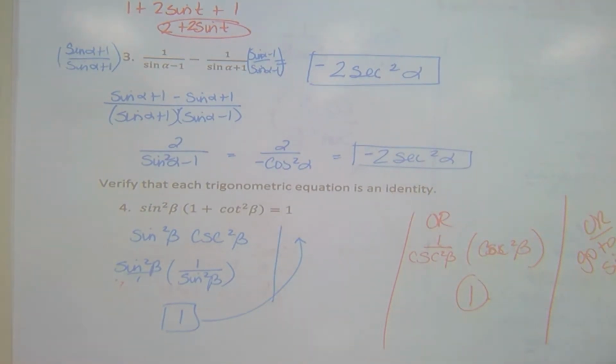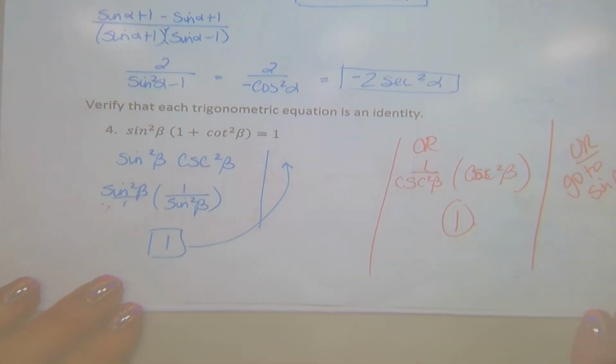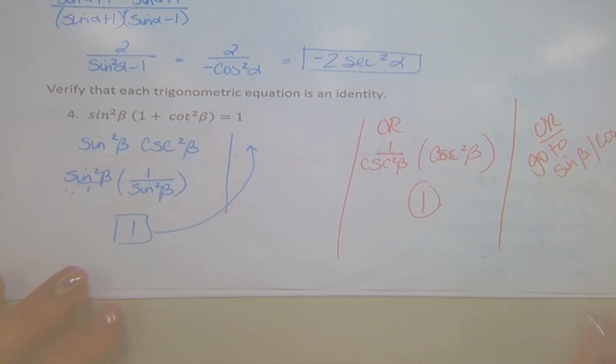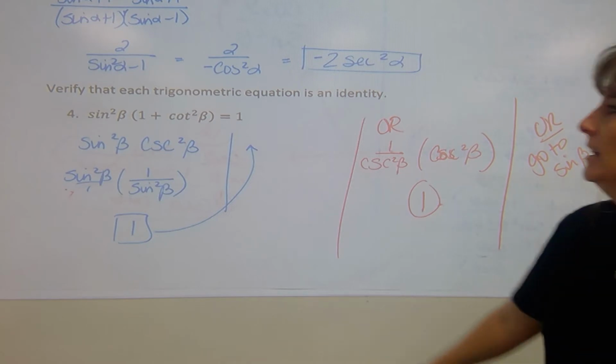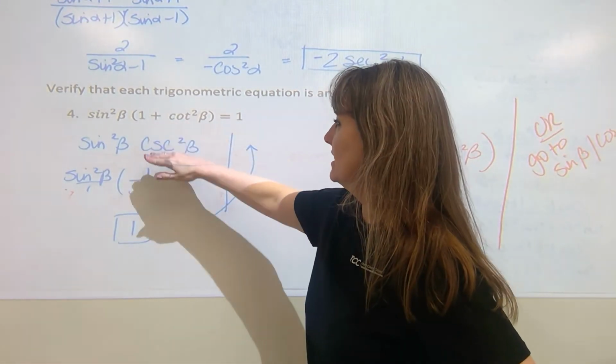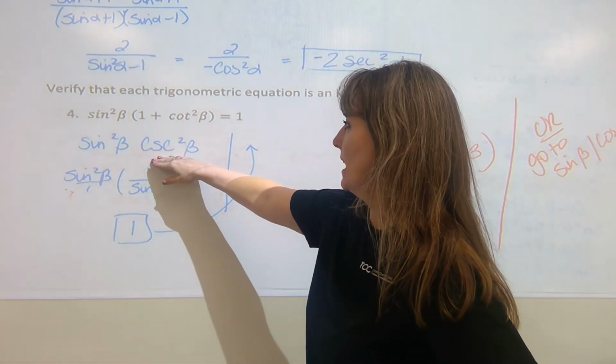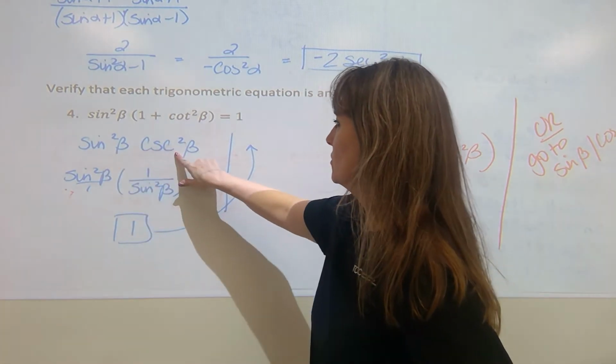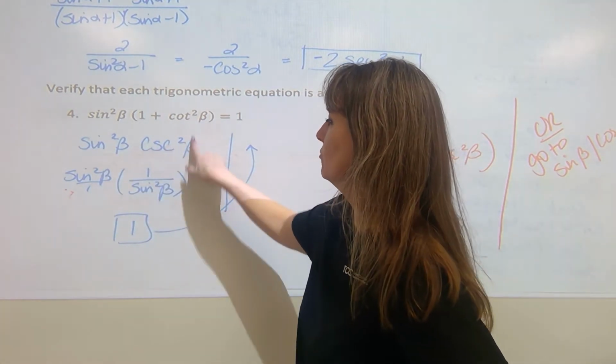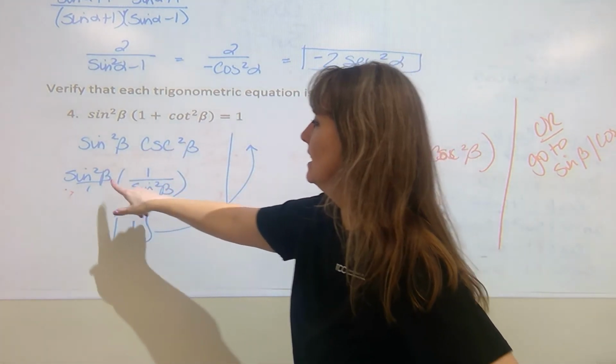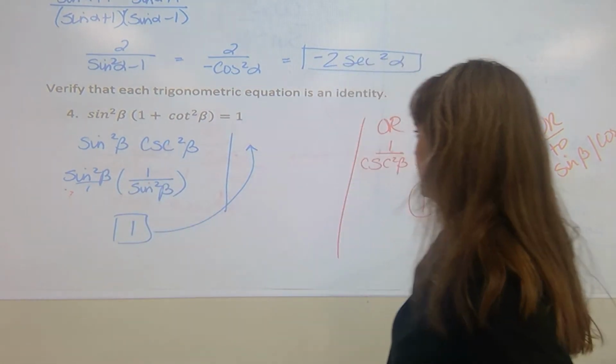Number 4, we start with verifying the identity. You're going to work down the left because that's the more complex side. I showed you a couple of different ways to go. This is a Pythagorean identity. It's the same thing as cosecant square beta. Sine square beta times cosecant square beta. Well, I can rewrite that as 1 over sine square beta. And when I multiply this together, I get 1.